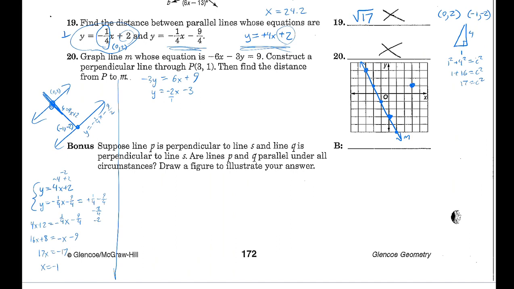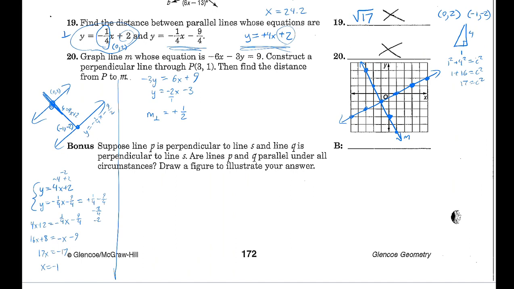It says perpendicular line. Well, what's the perpendicular slope? The perpendicular slope would be positive, flip it over, 1/2. So we're going to go up 1, over 2, down 1, back 2, down 1, back 2, down 1, back 2. No, I didn't construct, but I algebraically solved and drew.